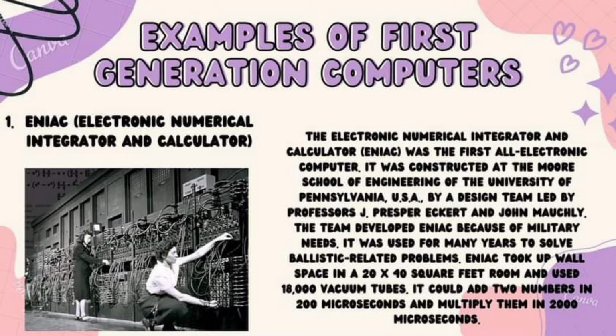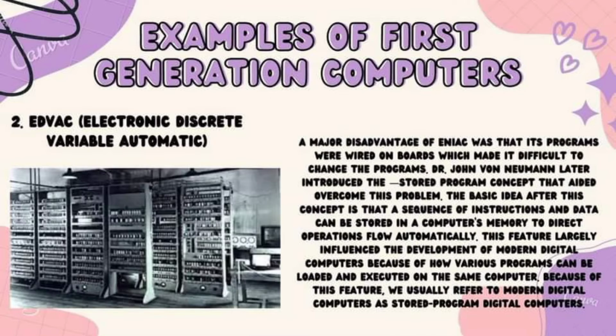Here are the examples of first generation computers. One is the ENIAC, or the Electronic Numerical Integrator and Calculator. The ENIAC was the first all-electronic computer. It was constructed at the Moore School of Engineering of the University of Pennsylvania, USA, by a design team led by Professor J. Presper Eckert and John Mauchly. The second example is the EDVAC, which is the Electronic Discrete Variable Automatic Computer.